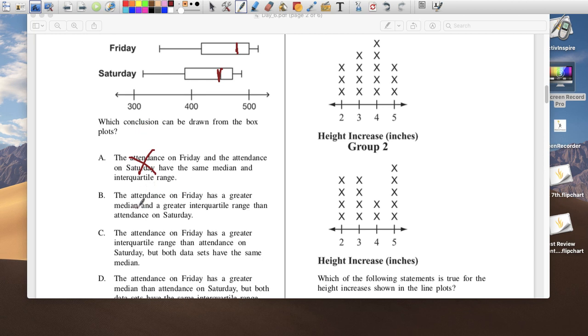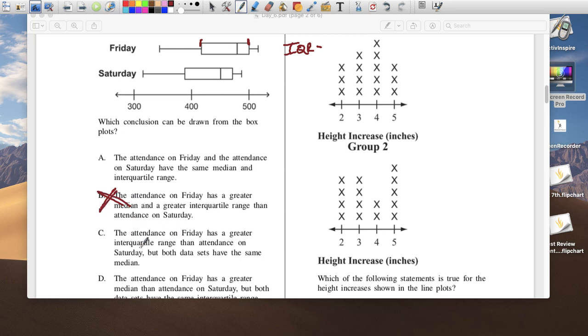The attendance on Friday has a greater median and interquartile range than the attendance on Saturday. So on Friday the median is greater, so you can tell right here. The interquartile range, I guess we have to do that. So the IQR here is this value minus this value, which I can't really tell what the values are. So I'm going to say no, only because I can't tell the values. I don't want to estimate. That looks like 500 minus about 410, 420. So when you can't really tell the value, that's probably a hint that that's not the answer.